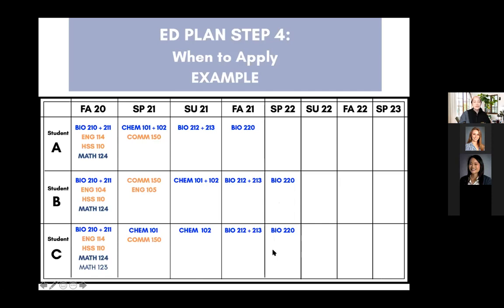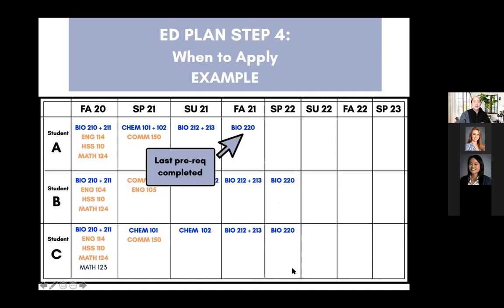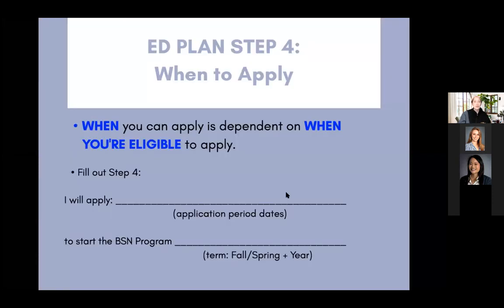What you want to do is make sure in your ed plan you have all the 5 prereqs listed in the semesters that you plan to take them in order for you to figure out which admission cycle you would be eligible to apply to. And you want to make sure that you're listing that in your step number 4 of when you will be applying and then when you would be starting the nursing program.